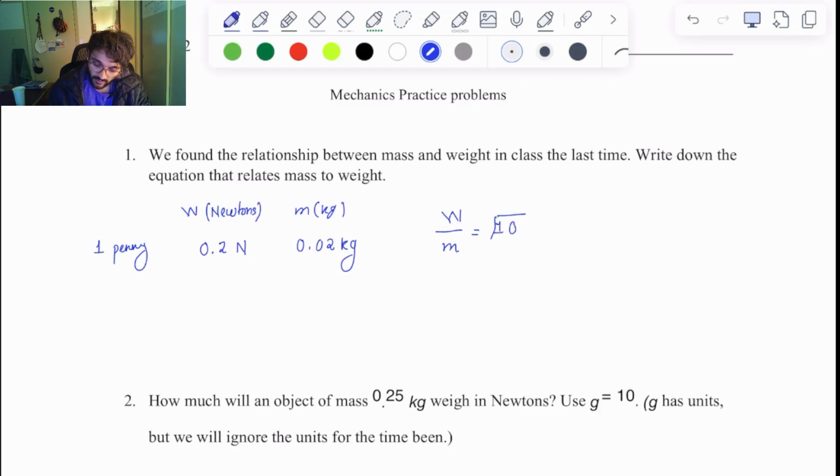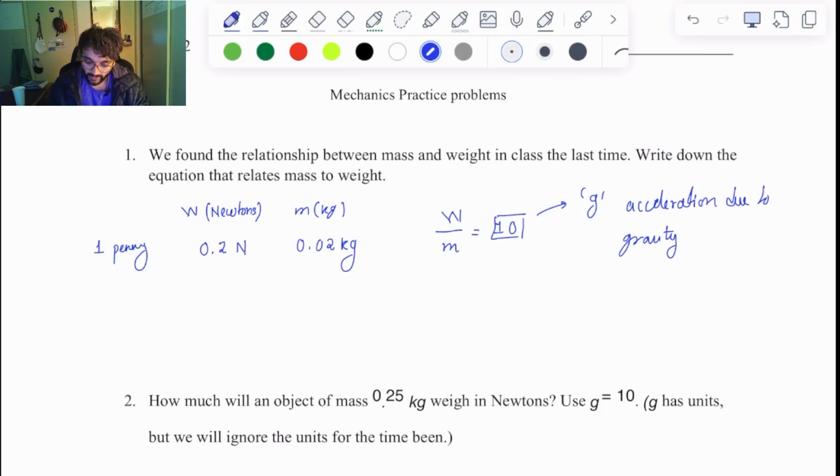Now this factor is also called g, which is acceleration due to gravity. And if someone just says g or acceleration due to gravity, they really mean acceleration due to gravity on Earth. Okay? Acceleration due to gravity can differ on different planets. But for Earth, this value is 10.